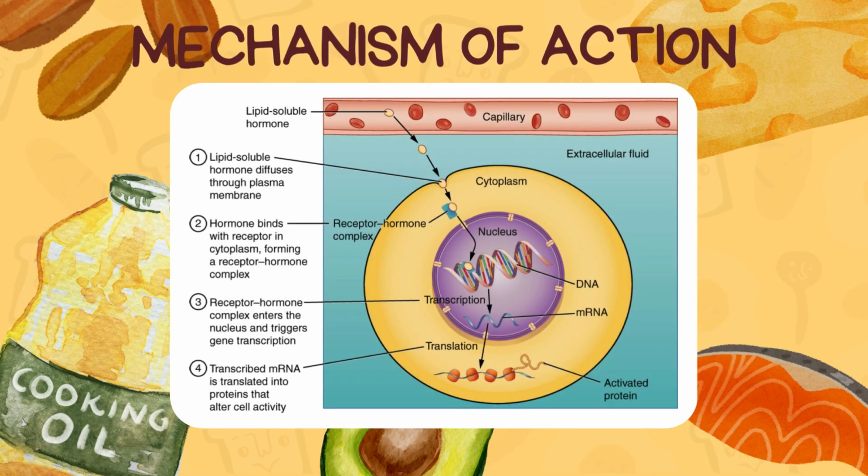Unlike water-soluble hormones, lipid-soluble hormones can easily diffuse through the plasma membrane because of their non-polar nature. Once inside a cell, the hormone binds to a specific receptor in the cytoplasm, and together they form what's called the receptor-hormone complex. This complex then moves into the nucleus, where it triggers gene transcription, meaning it activates certain genes to produce messenger RNA, or mRNA. Finally, this mRNA is translated into proteins, which then alter the cell's activity depending on the hormone's function, like regulating metabolism, growth, or development.